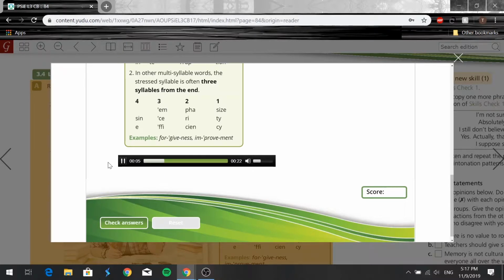Quotation, interruption, emphasize, sincerity, efficiency, forgiveness, improvement.